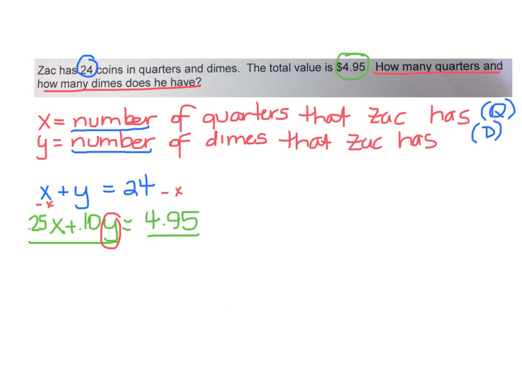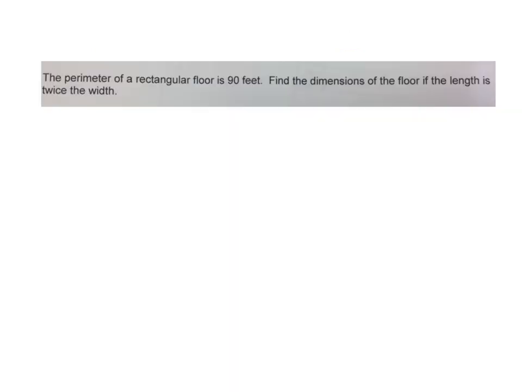The answer here would be 17 quarters and 7 dimes written in a sentence. Third, the perimeter of a rectangular floor is 90 feet. Find the dimensions of the floor if the length is twice the width. Well, these are easy to define. I'm going to actually call it L this time. L is going to be length and W is going to be width.